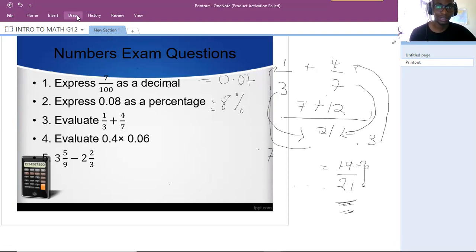Revise these exam questions. So preparing for the exam has begun, so make sure you revise. Every time we'll be looking at some exam questions. So here it is, 19 over 21 as our final answer.